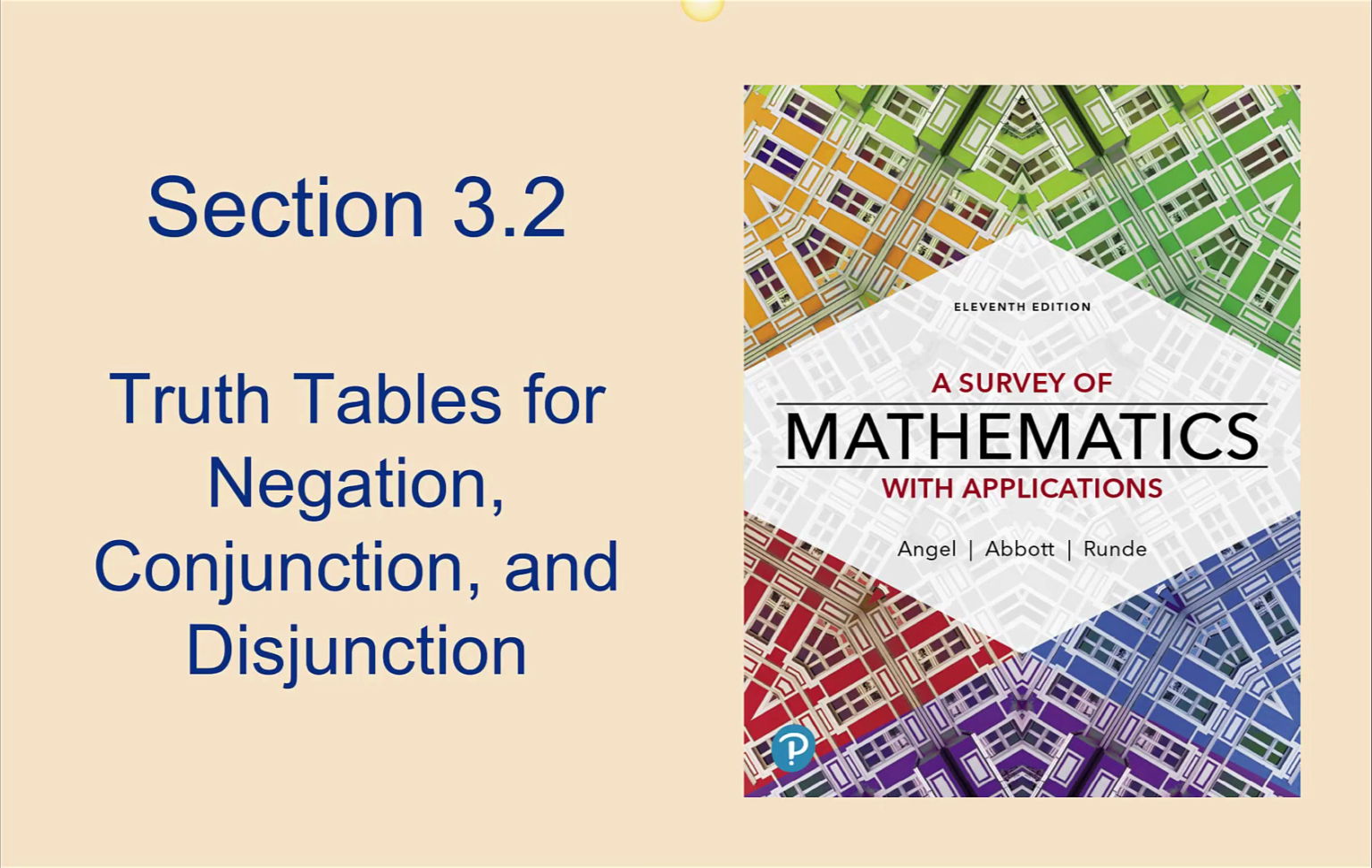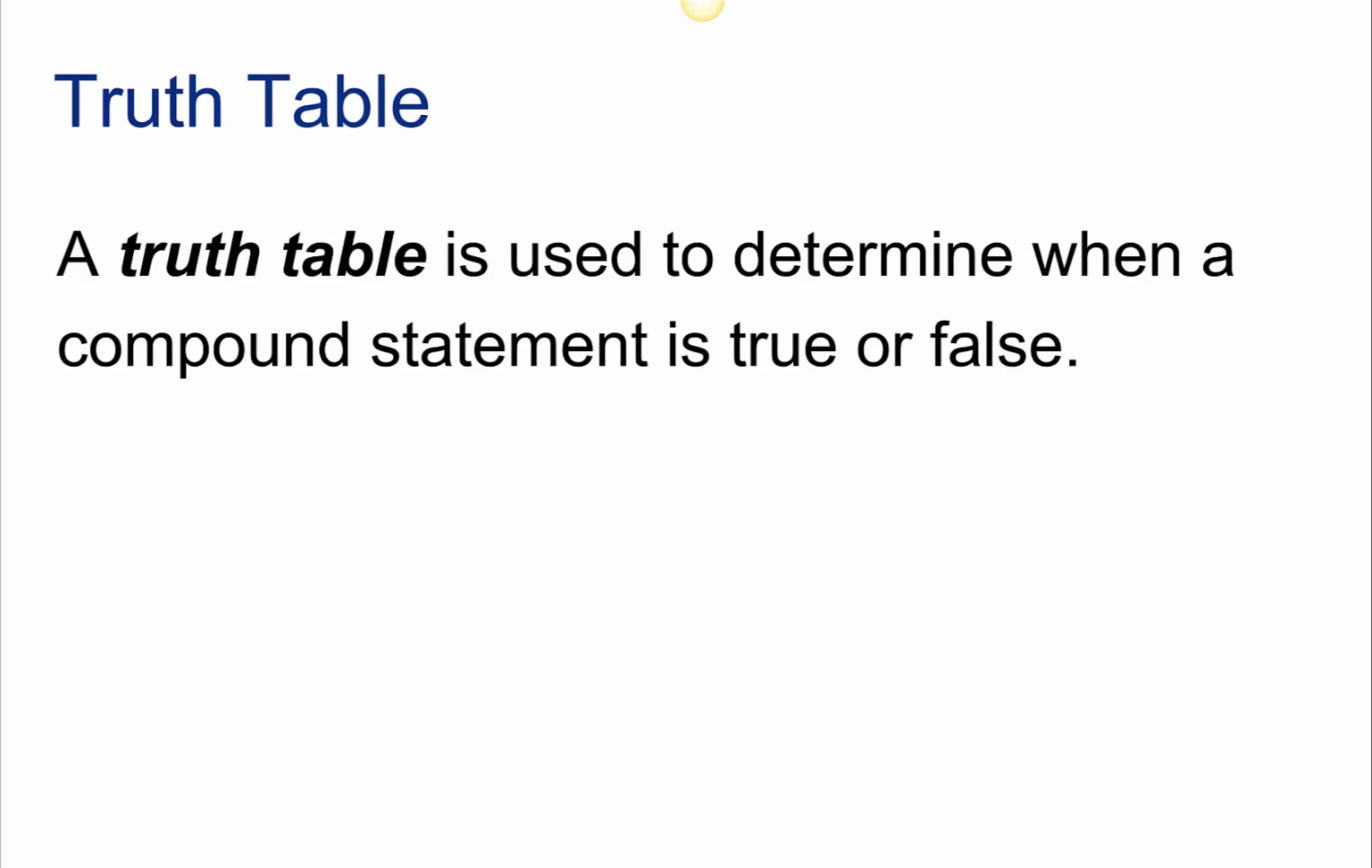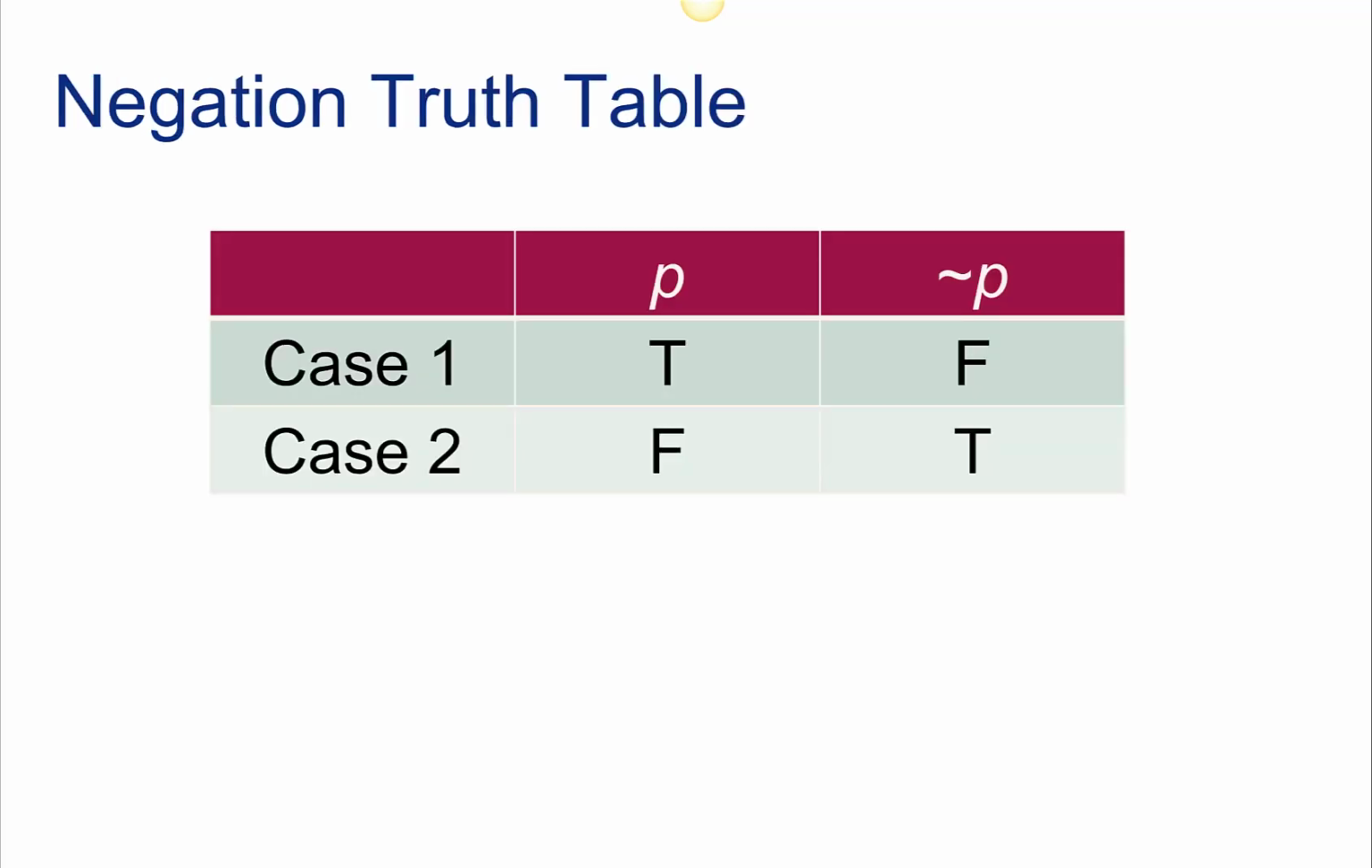Section 3.2, Truth Tables for Negation, Conjunction, and Disjunction. A truth table is used to determine when a compound statement is true or false. Here's the truth table for a negation. So we have one simple statement and we have two cases.